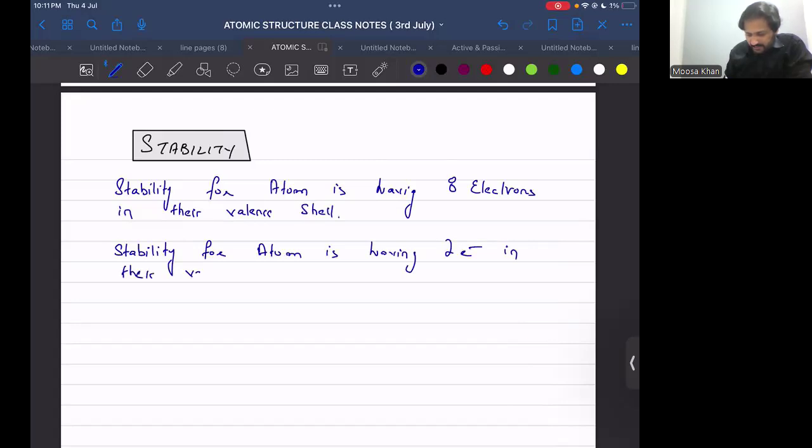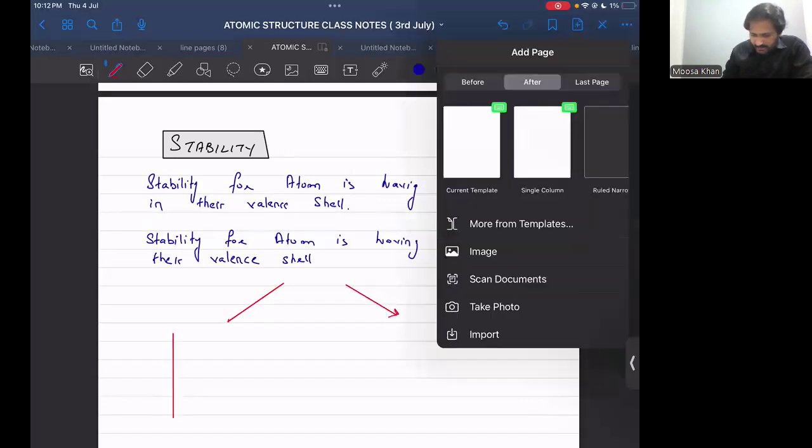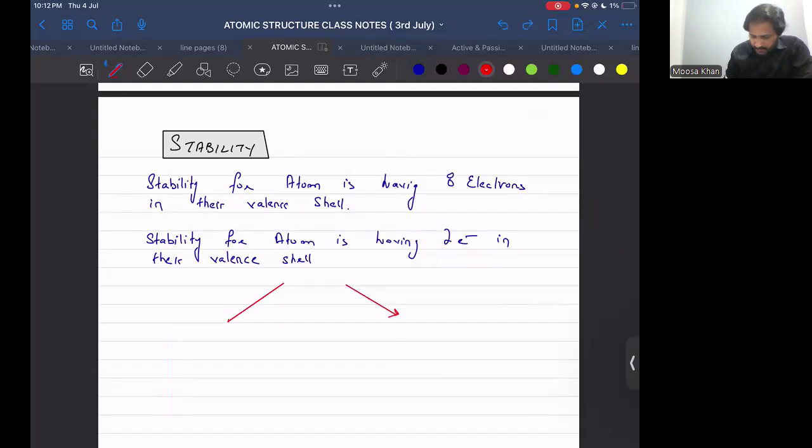Some atoms feel stable by just having two electrons in their valence shell, like helium and hydrogen. If they have two electrons in their valence shell, they feel stable. So there are two sorts of stabilities. Some atoms of some elements want to have two electrons in their outermost shell. That's it. And they get stable with two electrons. But atoms of the other elements need to have eight electrons in their valence shell to get stable. So these two different types of atoms follow different rules. One is known as the duplet rule.